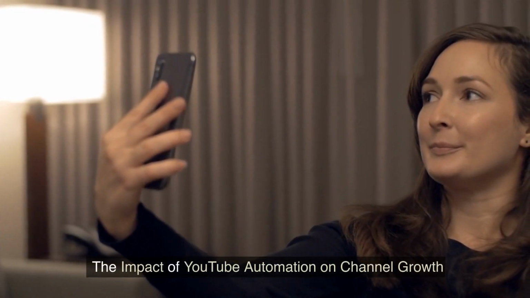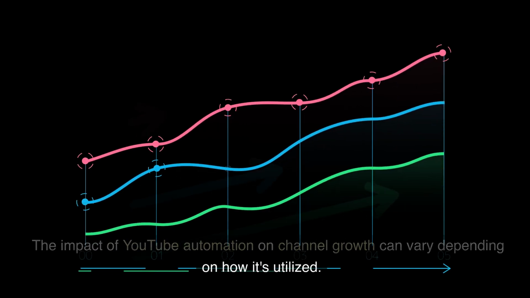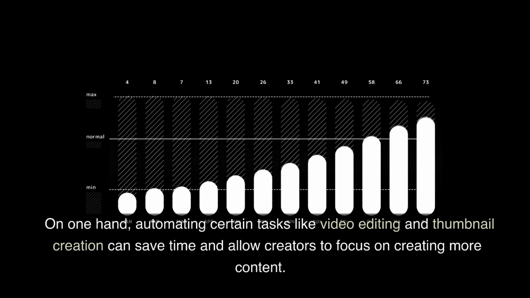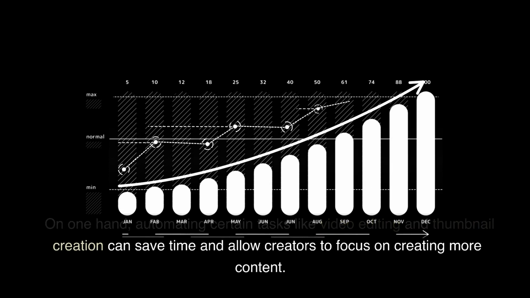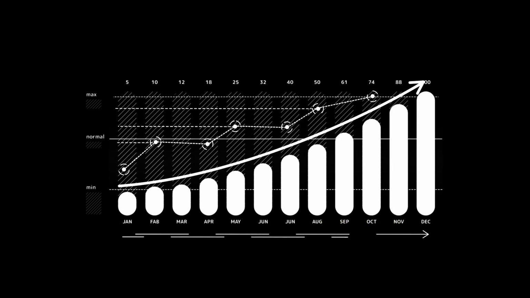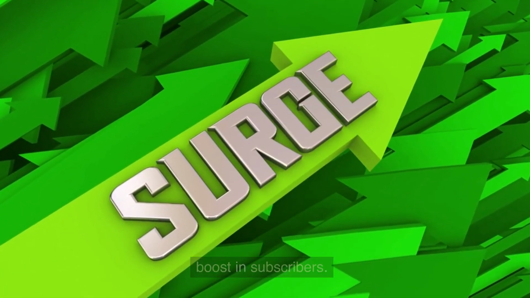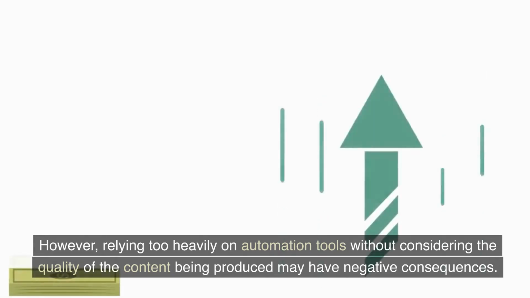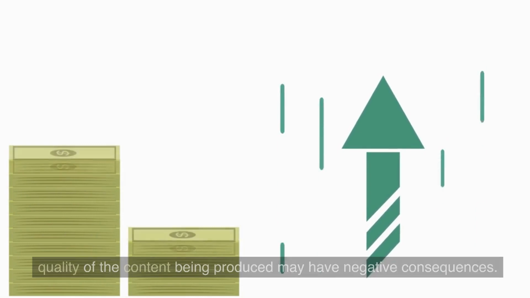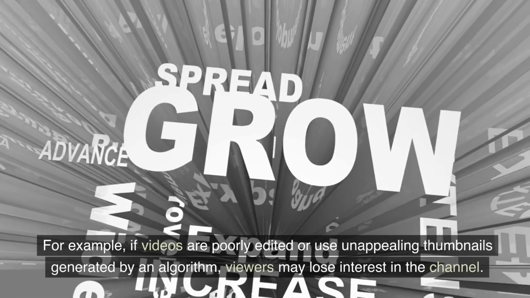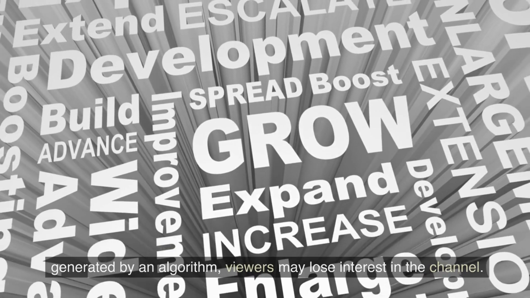The impact of YouTube automation on channel growth. The impact of YouTube automation on channel growth can vary depending on how it's utilized. On one hand, automating certain tasks like video editing and thumbnail creation can save time and allow creators to focus on creating more content. This could potentially lead to an increase in output and subsequently, a boost in subscribers. However, relying too heavily on automation tools without considering the quality of the content being produced may have negative consequences. For example, if videos are poorly edited or use unappealing thumbnails generated by an algorithm, viewers may lose interest in the channel.